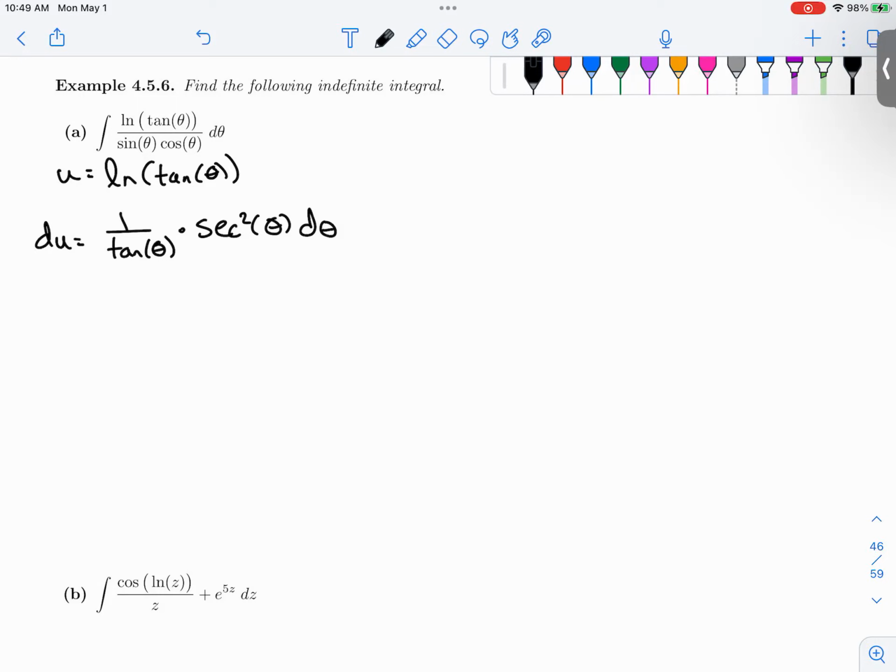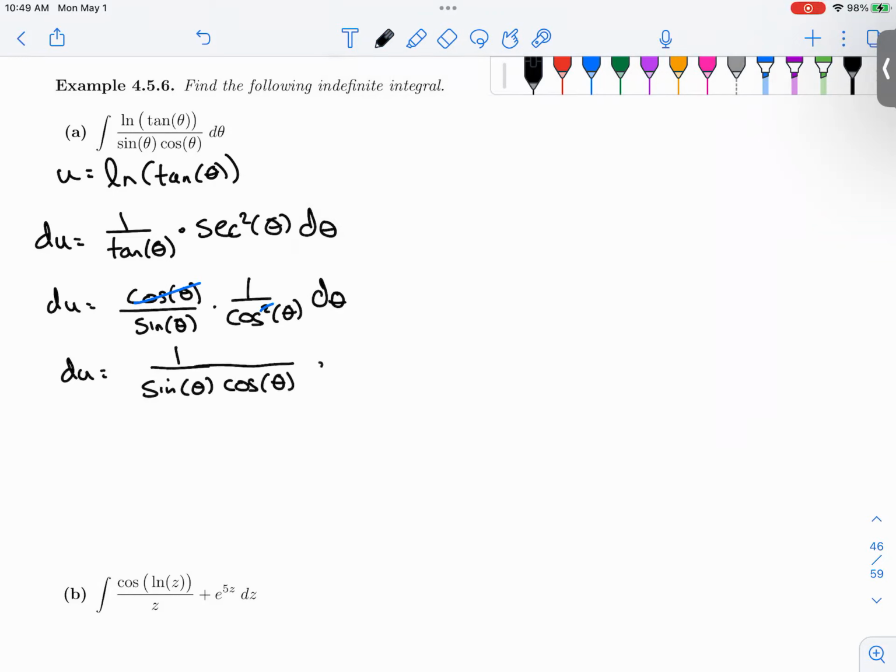Tangent theta, this is the same thing as writing du is equal to, tangent is sine over cosine. Since it's 1 over tangent, that becomes cosine theta over sine theta. And secant squared theta is 1 over cosine squared theta, d theta. So one of the cosines cancels. And so we've got du is equal to 1 over sine theta cosine theta, d theta. That's looking better, and we're feeling better about this.